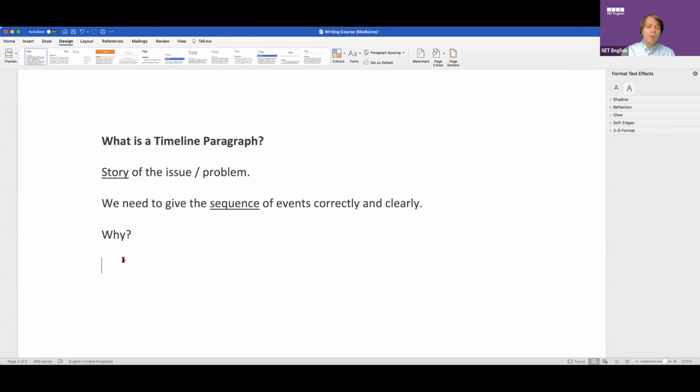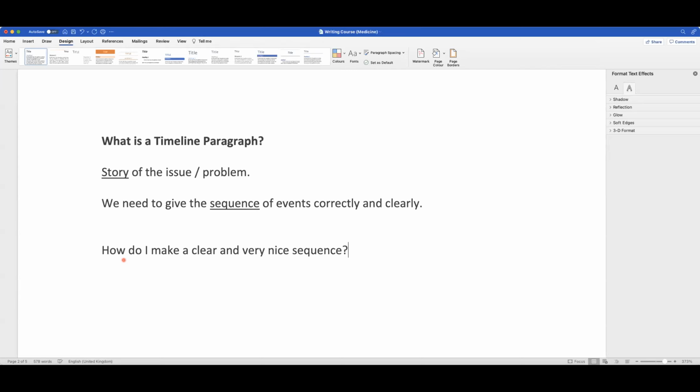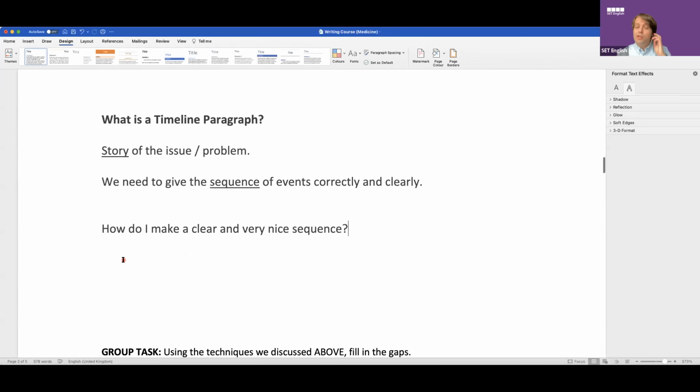All right, then, next question is this. How do I make a clear and very nice sequence? How do I make a clear and very nice timeline? With the right sequence language.